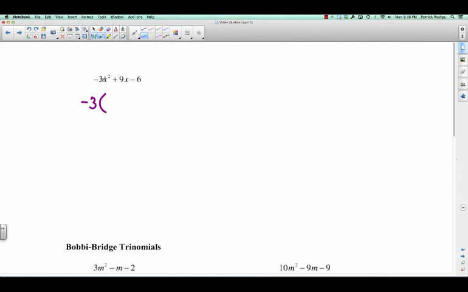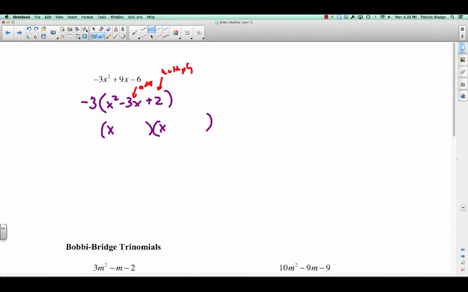So negative 3 times what equals negative 3x squared? x squared. Negative 3 times what equals positive 9x? Negative 3x. Negative 3 times what equals negative 6? Positive 2. Good. Now we look at this trinomial here, and that's a simple trinomial. That's something we can factor. In order to get x squared, we have to have x and x. We're looking for two numbers that multiply to 2 and add, because of that sign there, add to 3.